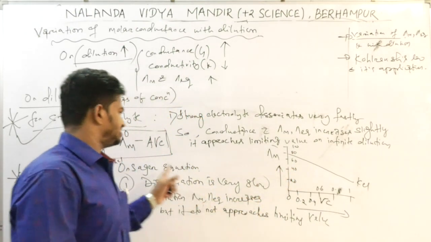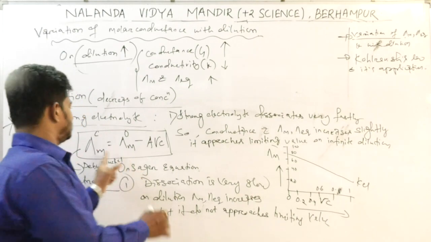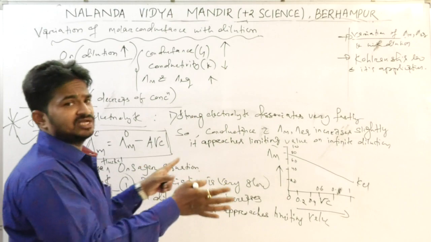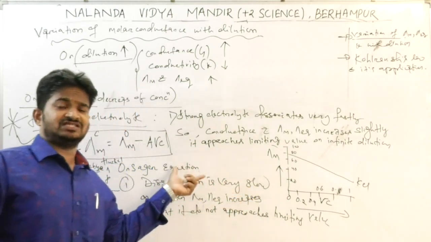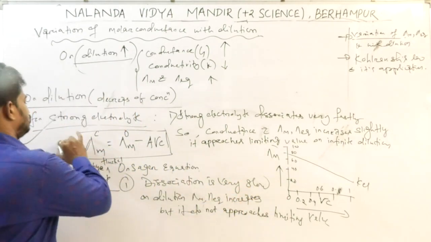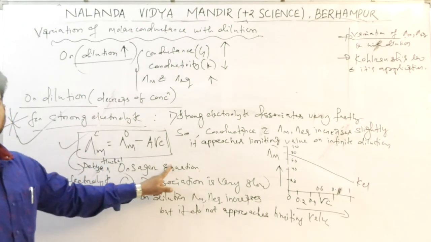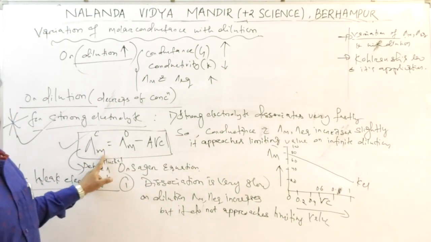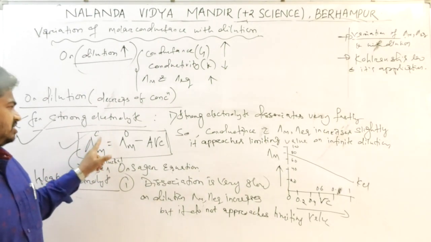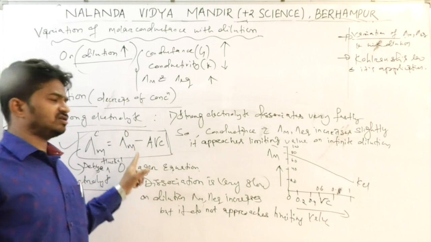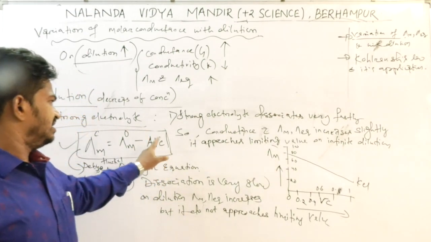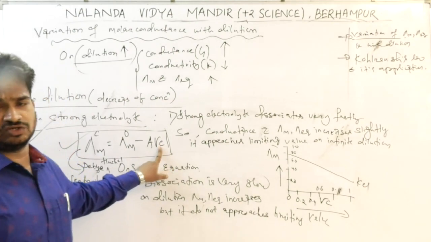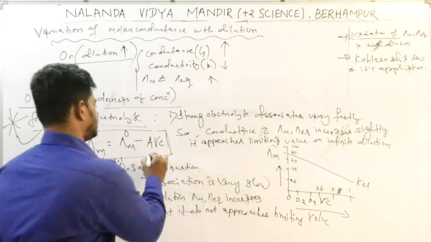So who has shown it experimentally? Debye-Huckel gave the equations for molar conductivity and equivalent conductivity with dilution. These equations are known as the Debye-Huckel-Onsager equations. This equation is: molar conductance at a particular concentration is equal to limiting molar conductance minus a into root over c. Root over c is the concentration, and a is a constant term.